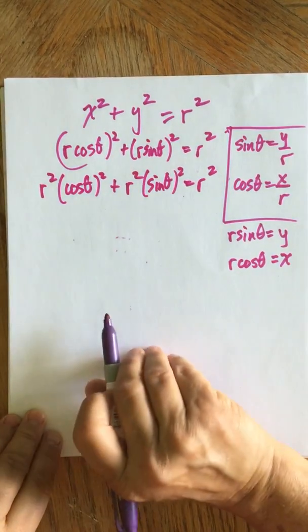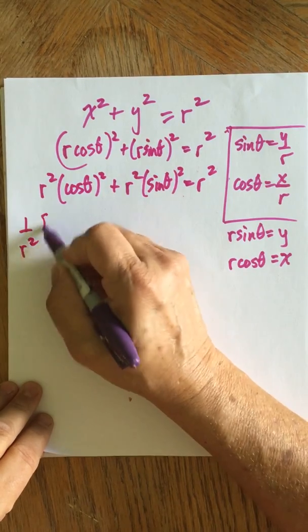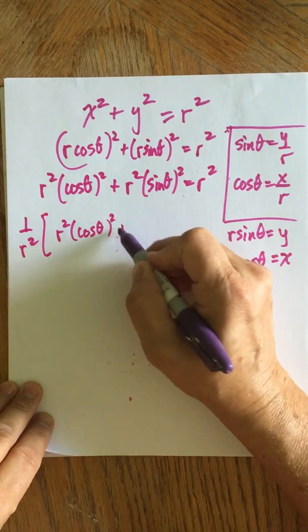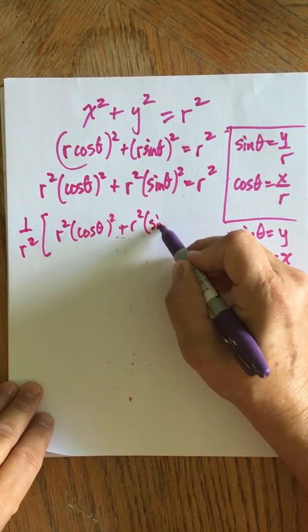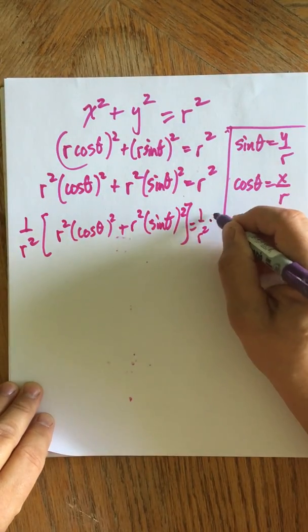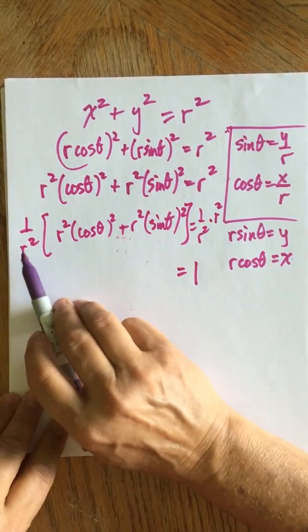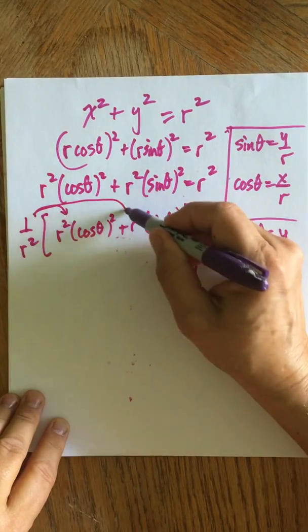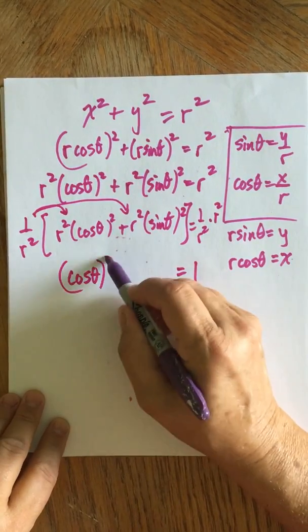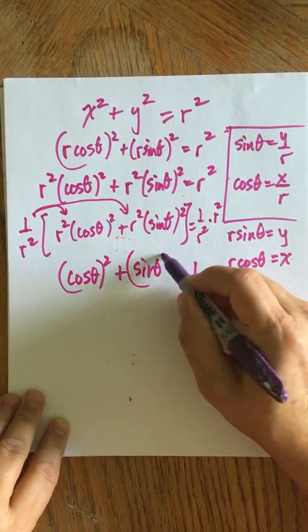Now all of them have r squared, so I could divide through by r squared, or multiply both sides by 1 over r squared. So I'll have r squared cosine theta squared plus r squared sine theta squared equals 1 over r squared times r squared, which gives me 1. When I distribute, the r squareds cancel out, and I have cosine of theta squared and sine of theta squared.